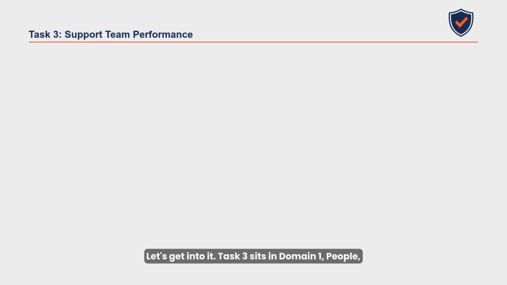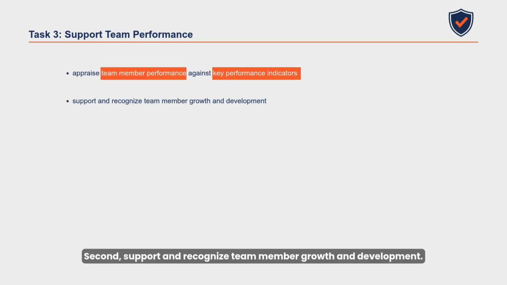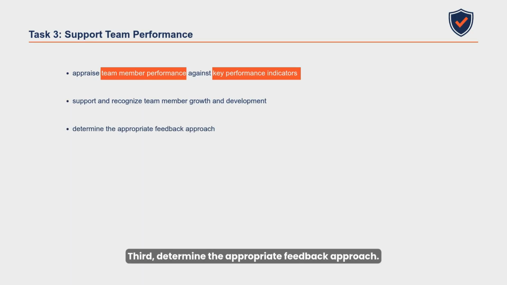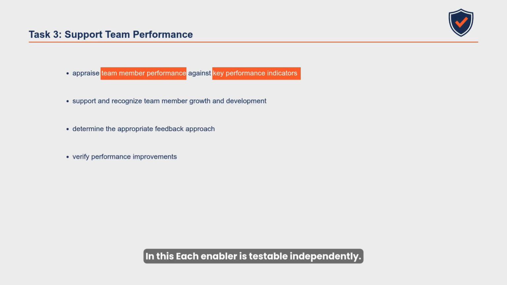Task 3 sits in Domain I, People, which makes up 42% of the PMP exam. The task statement is Support Team Performance. There are 4 enablers under this task. First, appraise team member performance against key performance indicators. Second, support and recognize team member growth and development. Third, determine the appropriate feedback approach. Fourth, verify performance improvements. Each enabler is testable independently.